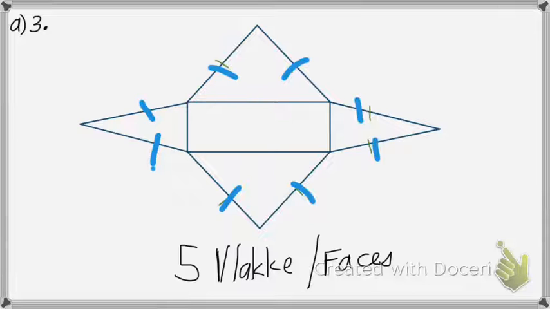Then I have the rectangular pyramid. All of the rectangles, all of the triangle sides have to be exactly equal. And this has 5 faces. So check that yours looks like that. Alright.